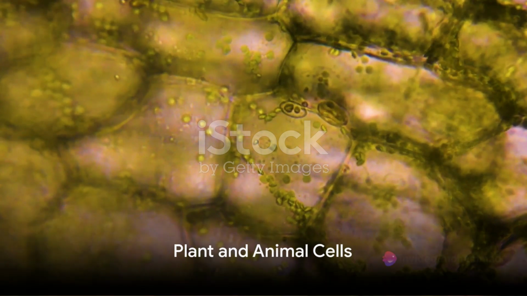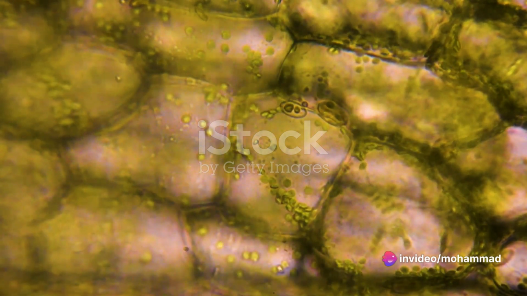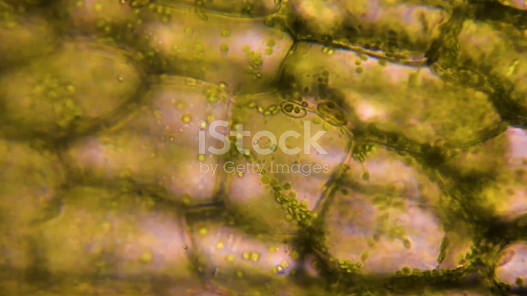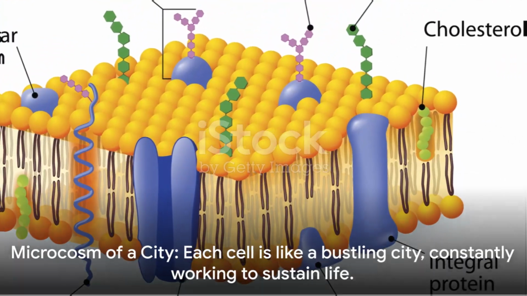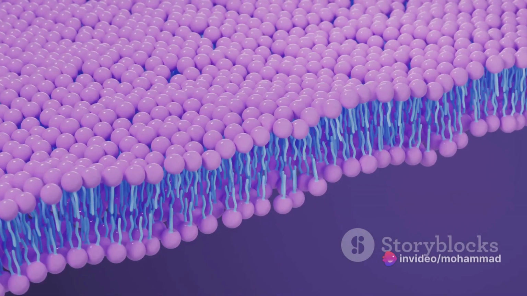There's also a distinction between plant and animal cells. Plant cells have a rigid cell wall for support and chloroplasts for photosynthesis, both of which are absent in animal cells. So there you have it, each cell a microcosm of a city teeming with activity, working tirelessly to sustain life.